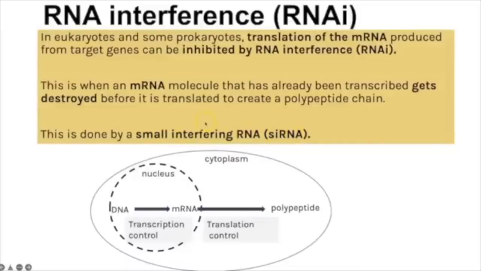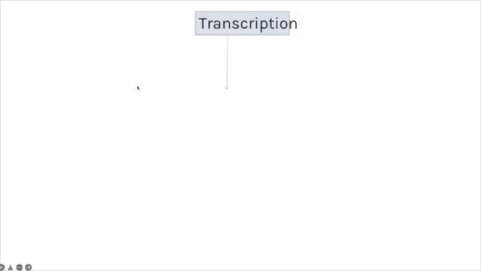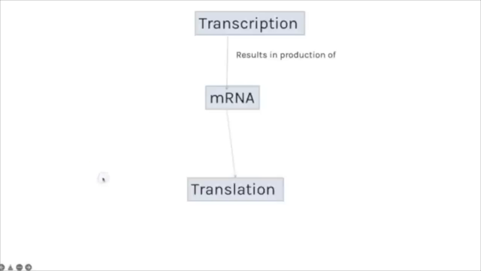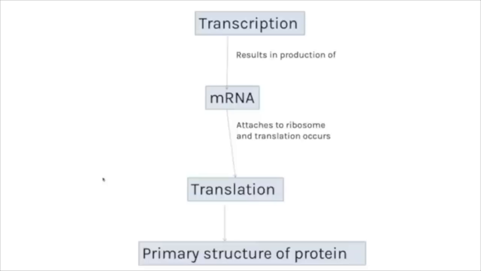So this is the molecule that is going to destroy the mRNA, and that's why this is called RNA interference, because our mRNA has been interfered with. So let's have a look at how that happens. Transcription results in the production of mRNA, and mRNA is then used in translation by attaching to a ribosome, and that creates the primary structure of a protein, or the polypeptide chain.